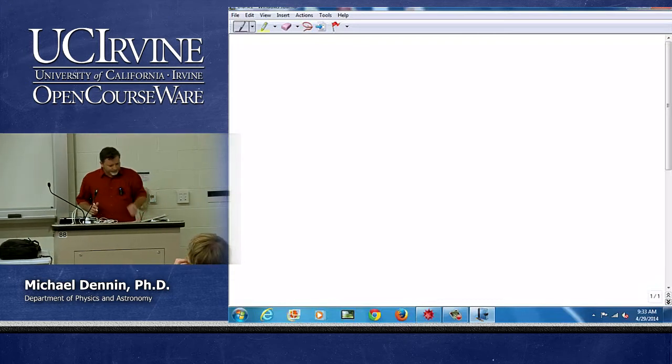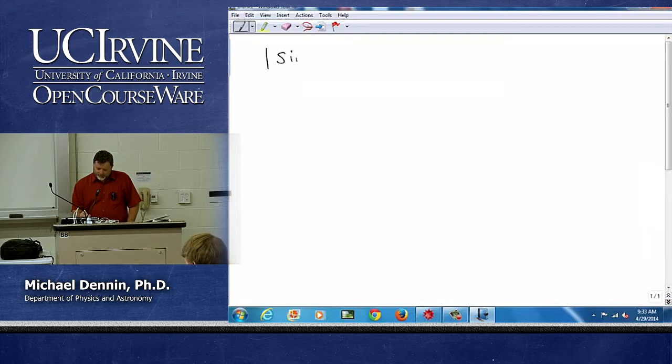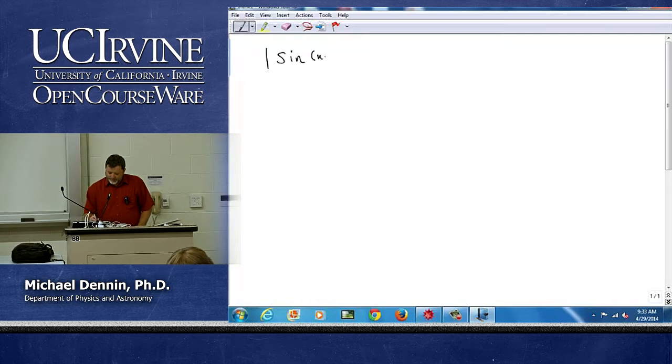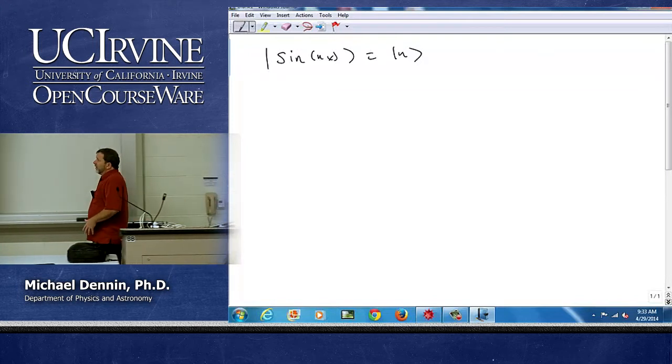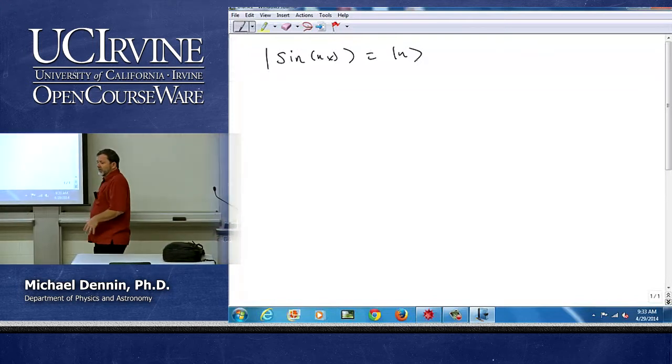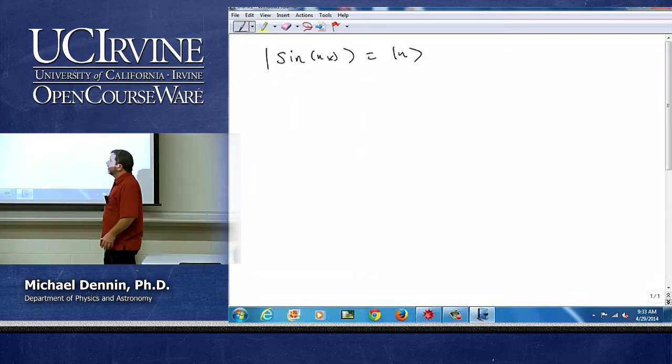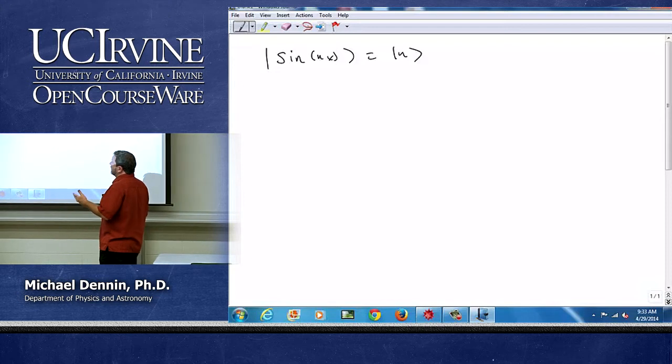Now, the first thing I want to do is just talk a little bit about normalization. We mentioned that sine nx, which we might indicate by ket n, is one of our orthogonal basis vectors because we know it's an eigenvector of a Hermitian operator. Again, with the ket notation, there's lots of things you can do. You can actually write the sine function inside of it. You can use just n if we all know we're dealing with sines.